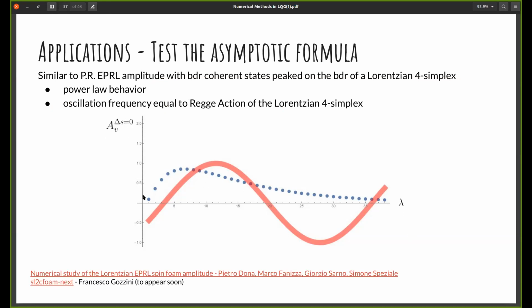Why? Well, because the truncation is too harsh, and you will see that the truncation is worse and worse the higher the spins are. So the larger the spins you're working with, the larger the number of shells you need to have your truncation be a good approximation of the amplitude.